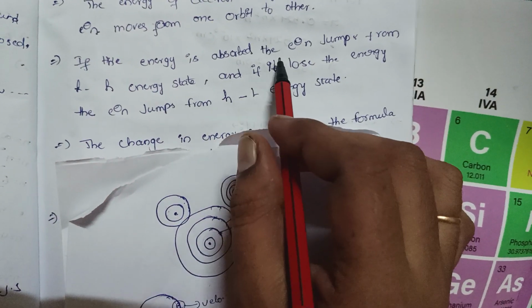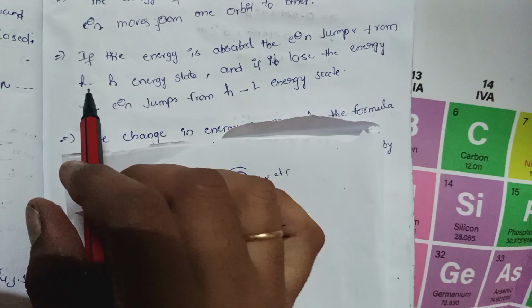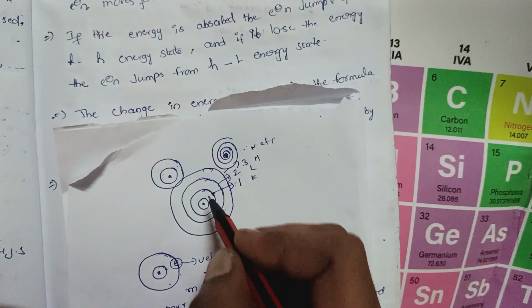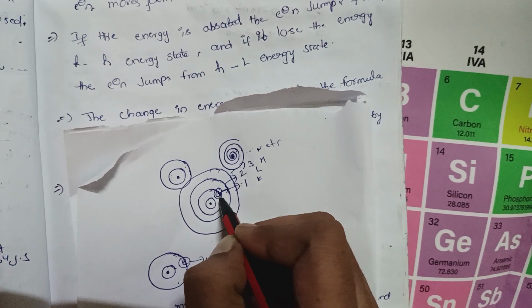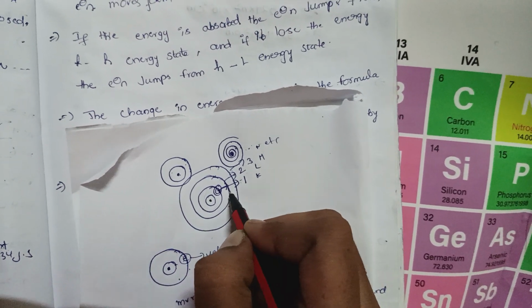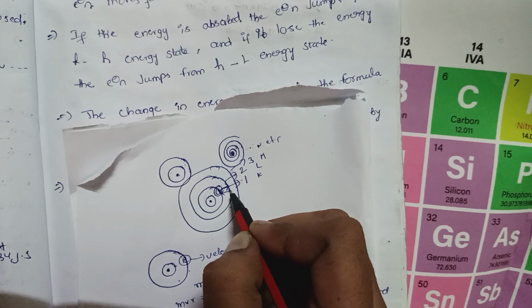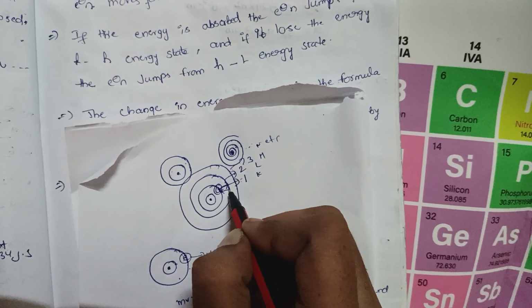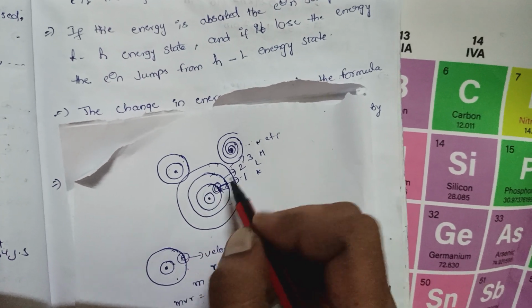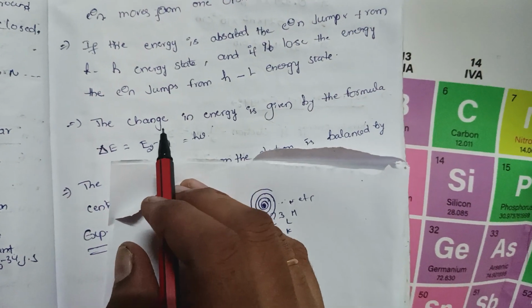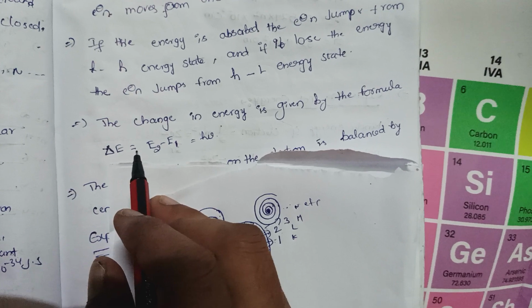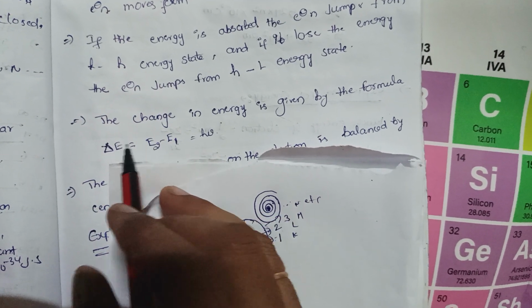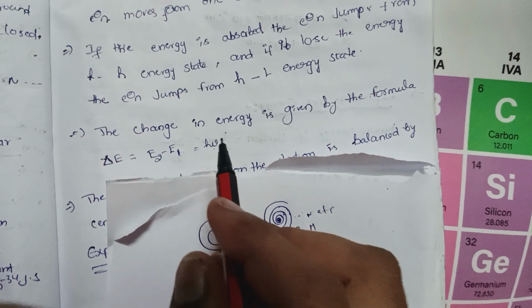Energy is absorbed when the electron jumps from a low energy to a high energy state. When energy is absorbed, the electron jumps from lower energy to higher energy. When energy is released, the electron jumps from high energy to lower energy. The change in energy is given by the formula ΔE = E2 − E1, and E = hν.